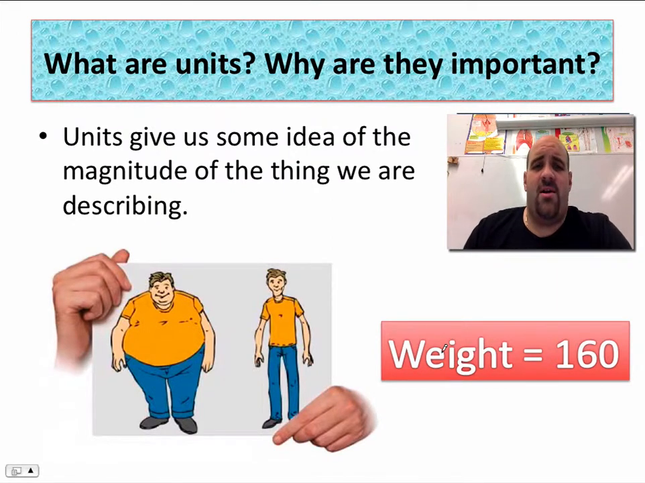So the first thing we want to look at is what are units and why are they important? Units generally give us some idea of the magnitude of the thing we are describing. Suppose someone asked you how far a store was, and you said, oh, the store is 7. Well, immediately that seems a little odd. 7 what? 7 minutes walking, 7 minutes driving, 7 miles, 7 kilometers, 7 yards, 7 nautical miles, 7 light years, 7 millimeters, whatever. Generally, we need some unit.